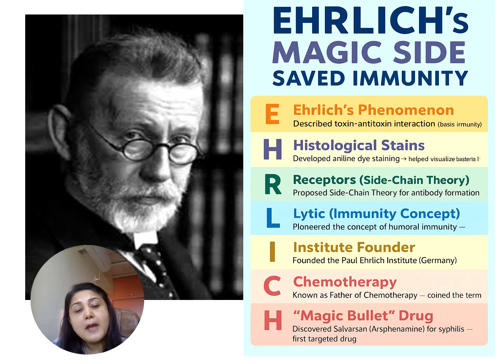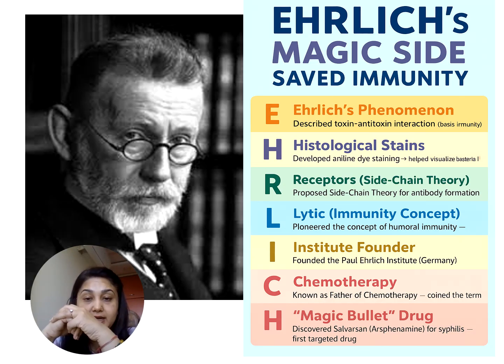Now we'll move to another scientist, Paul Ehrlich. Now we will understand what Paul Ehrlich discovered. Ehrlich's magic site saved immunity. Now remember his various discoveries by this mnemonic.